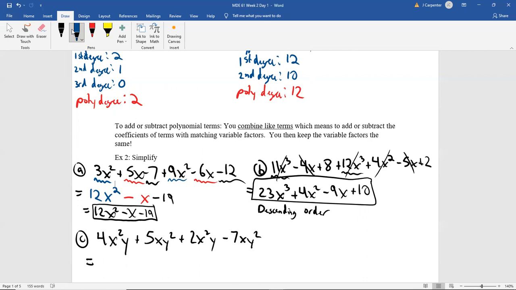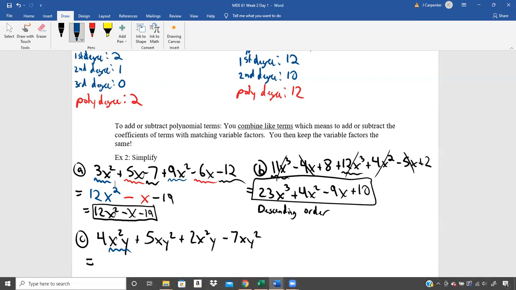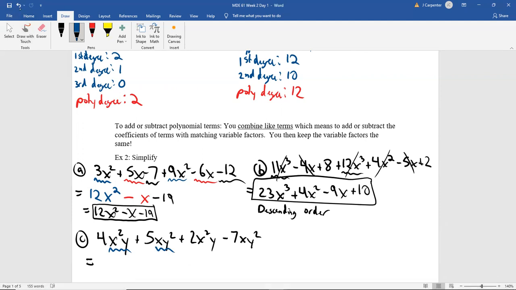Some people will get confused and think all of these are like terms because they all have x's and y's, and that's far from the truth. In order for them to be like terms, they have to have the same degree of x's and the same degree of y's. This x squared y, when I say it out loud, is not the same thing as this xy squared, so they aren't like terms. You can't combine the 4 and the 5. But this x squared y is the same as this x squared y, so I can combine the 4 and the 2. 4 plus 2 is 6, so that gives me 6x squared y.